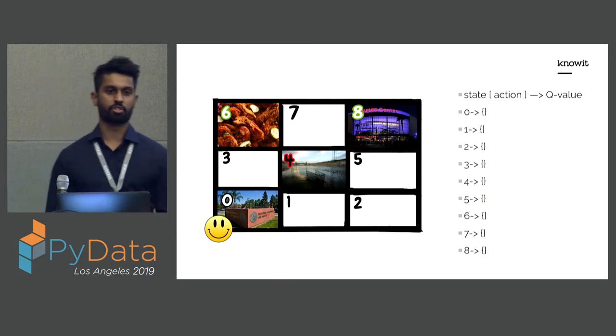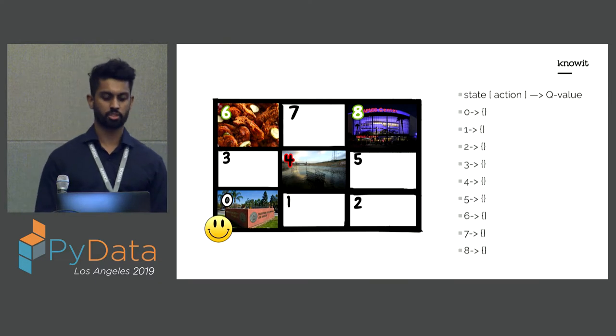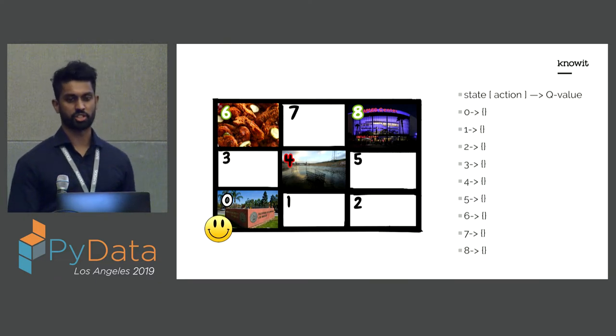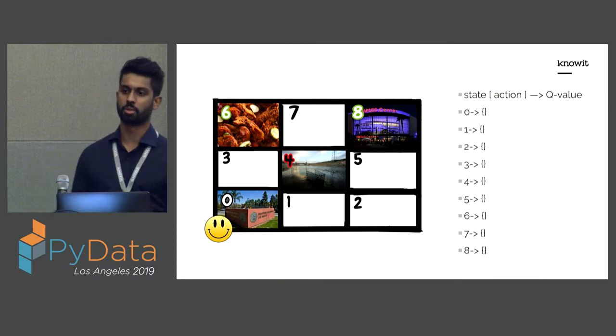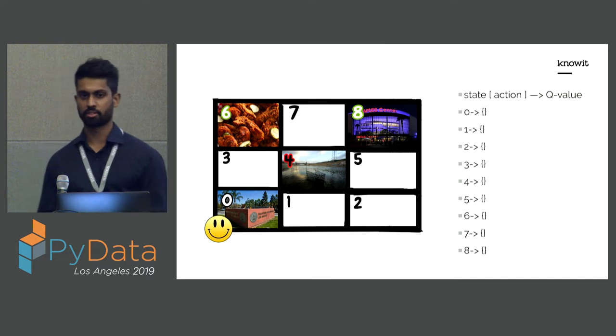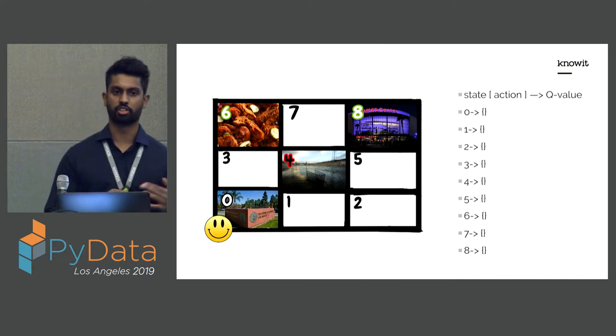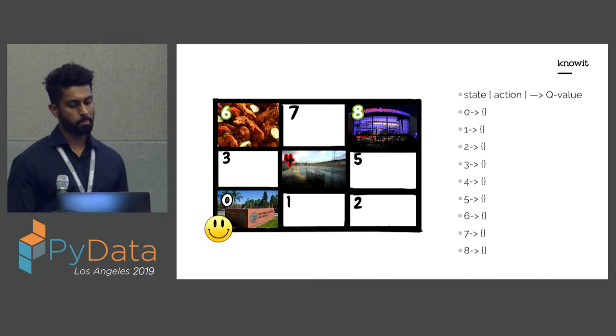Now we need to keep track of these Q values. They're going to change during training. We need a way to keep track of them. So we're going to do this by using a dictionary. For each state and for each action, there will be a value in the dictionary. In the beginning, this dictionary is going to be empty, meaning that the Q values are all initialized to zero. So we don't really know anything about them.